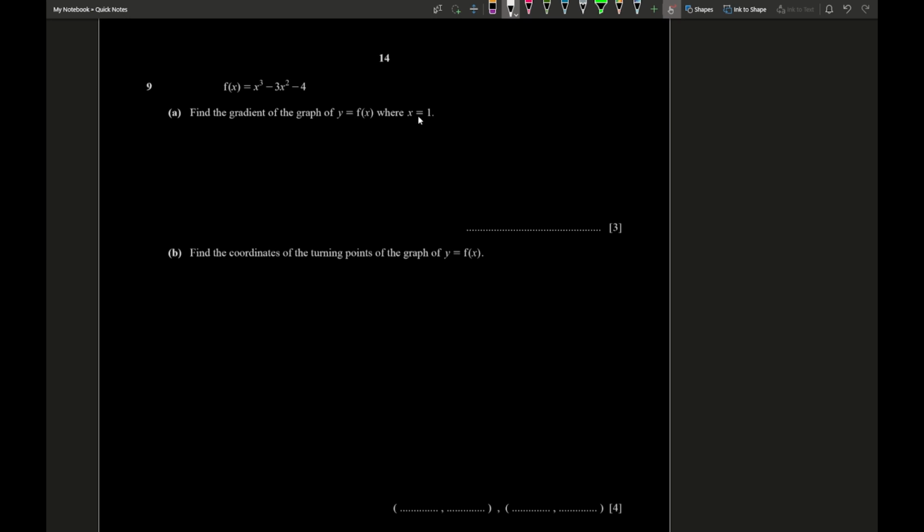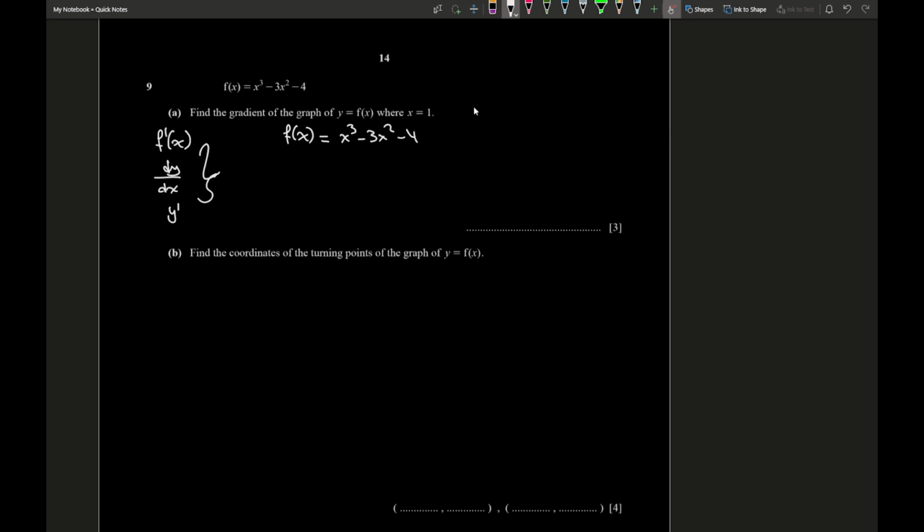I love functions. To find the gradient of a function, we'd first have to differentiate this function and find f prime of x, or otherwise you can say dy by dx or y prime. It doesn't really matter. They're all the same, they represent the same meaning. So let me just write down f of x is equal to x cubed minus 3x squared minus 4.